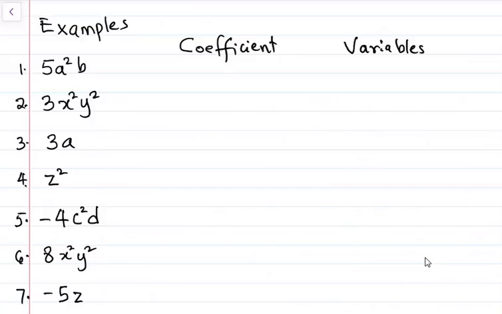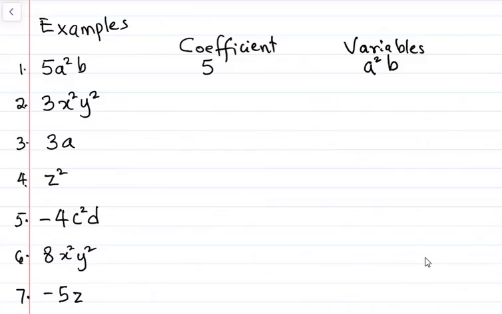So we start with the first one. We have 5a squared b. What are coefficients? The coefficients are the numbers, and the variables are the alphabet, a squared b. So if you grasp it from that point forward, you can pause the video and go ahead and continue with the rest while we continue to follow along.